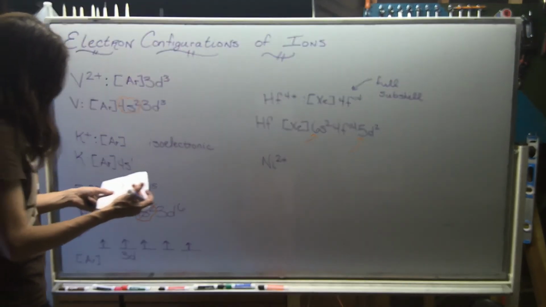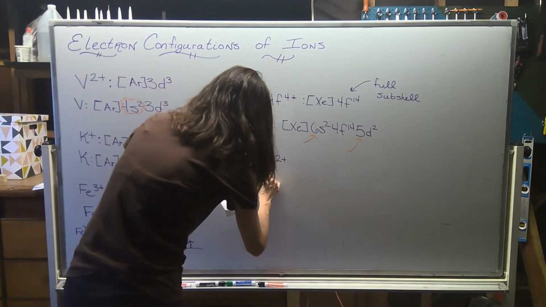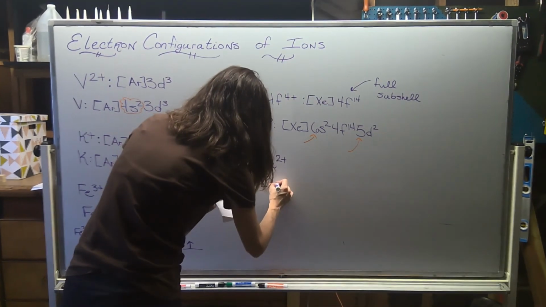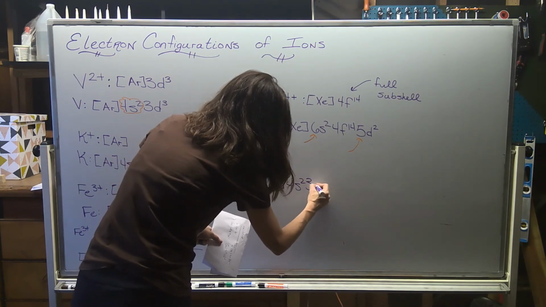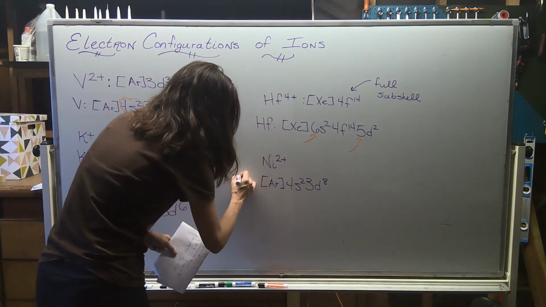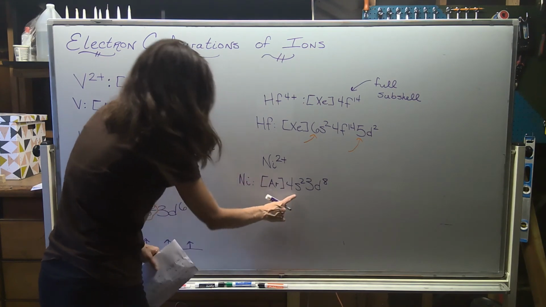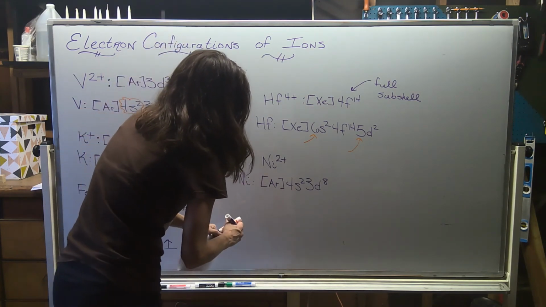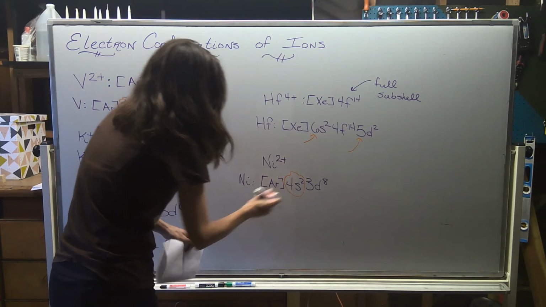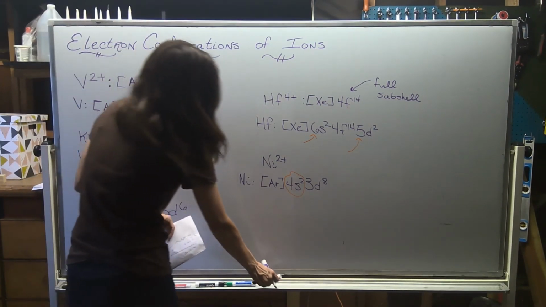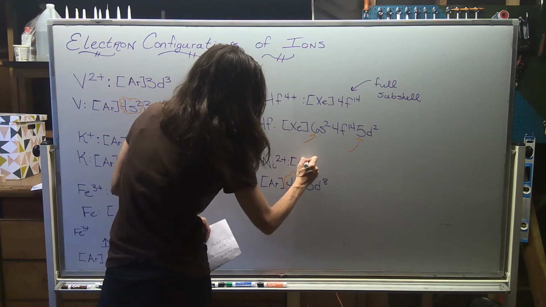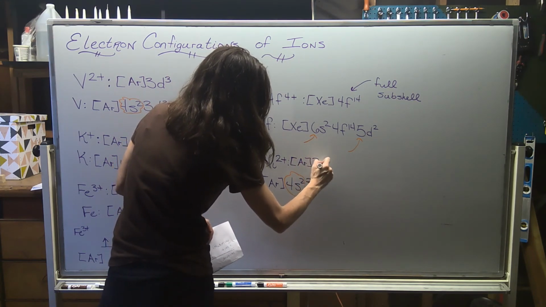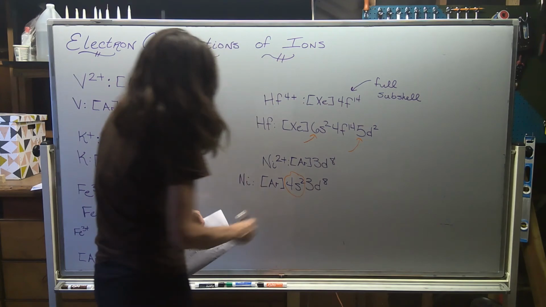Last one, nickel. We got argon, 4s2, 3d8 as our neutral electron configuration. Our valence is the 4s2. So my nickel 2+ is going to have an electron configuration of argon 3d8.